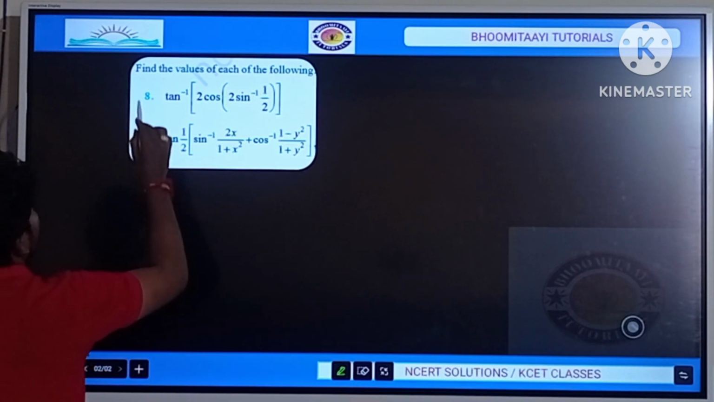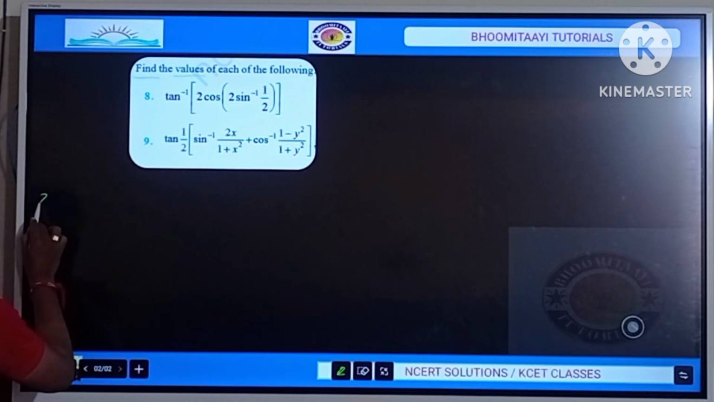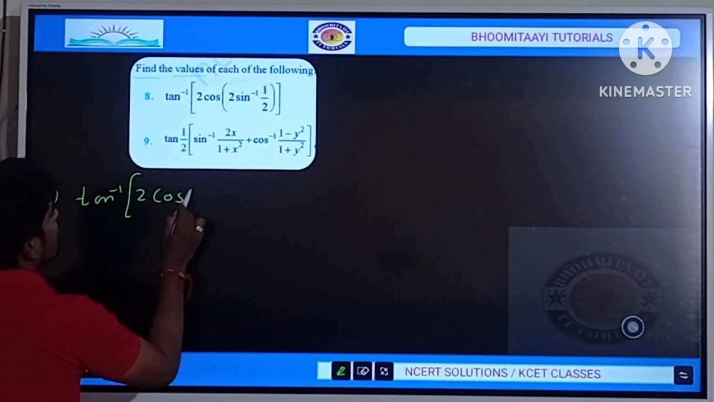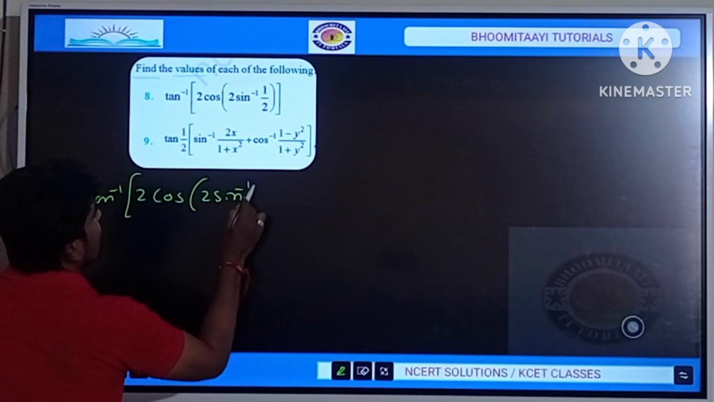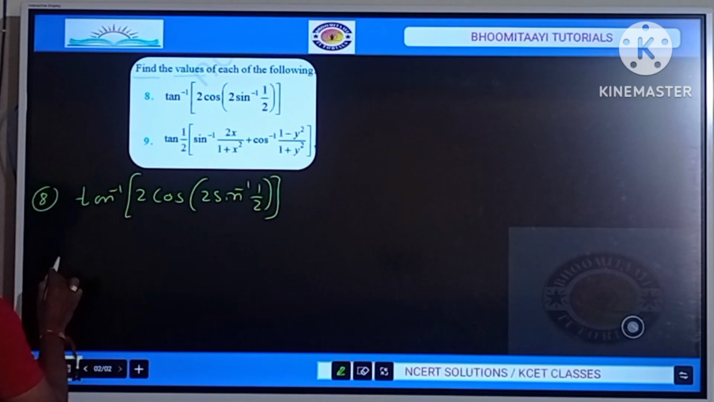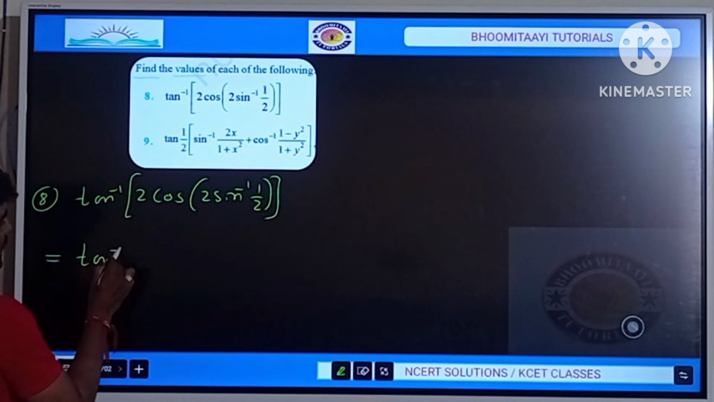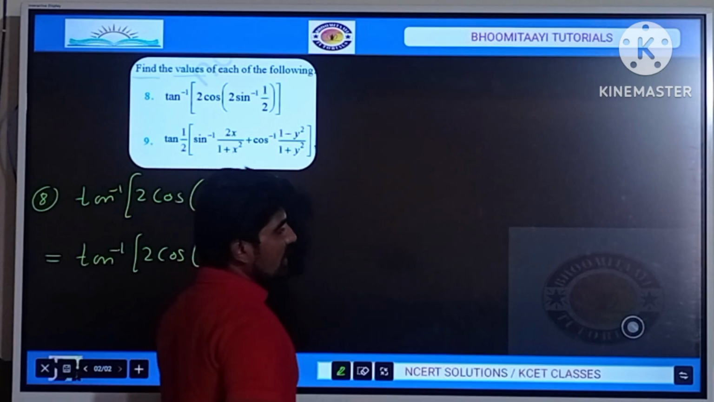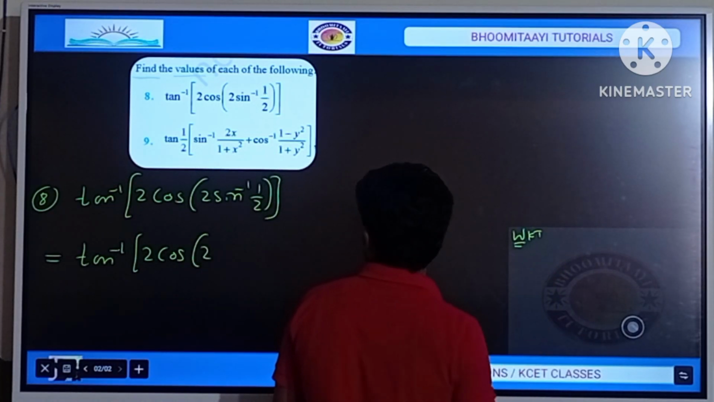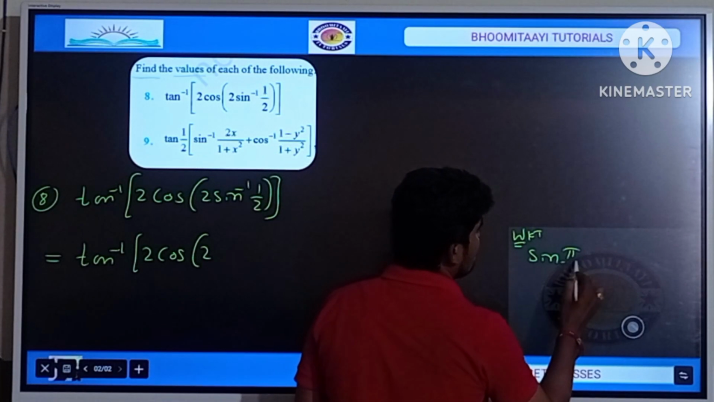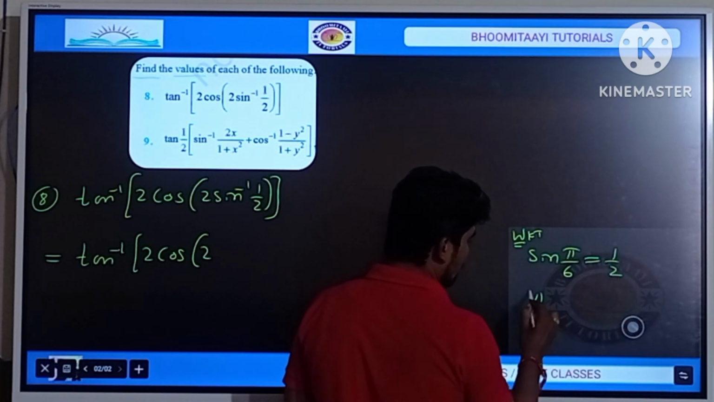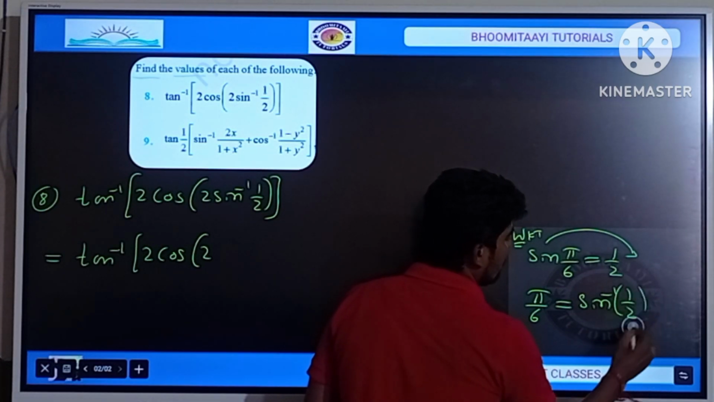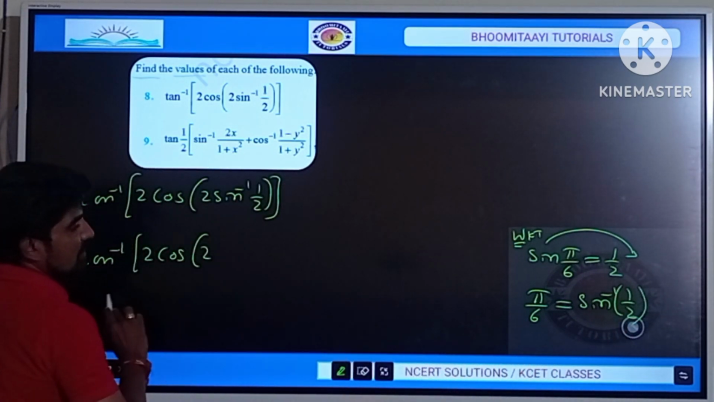Now let us start the 8th question. The 8th question is: find the value of tan inverse of 2 cos of 2 sin inverse 1 by 2. So we know that sin pi by 6 is equal to 1 by 2. Therefore pi by 6 is equal to sin inverse of 1 by 2. Therefore sin inverse of 1 by 2 is equal to pi by 6.